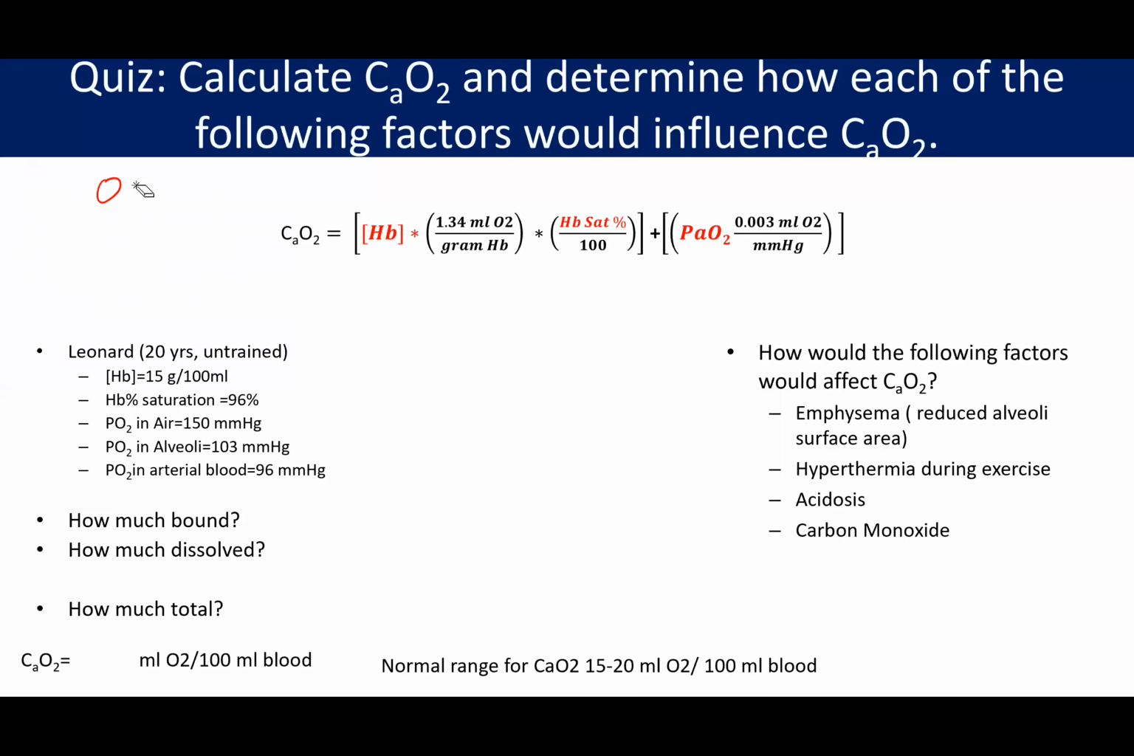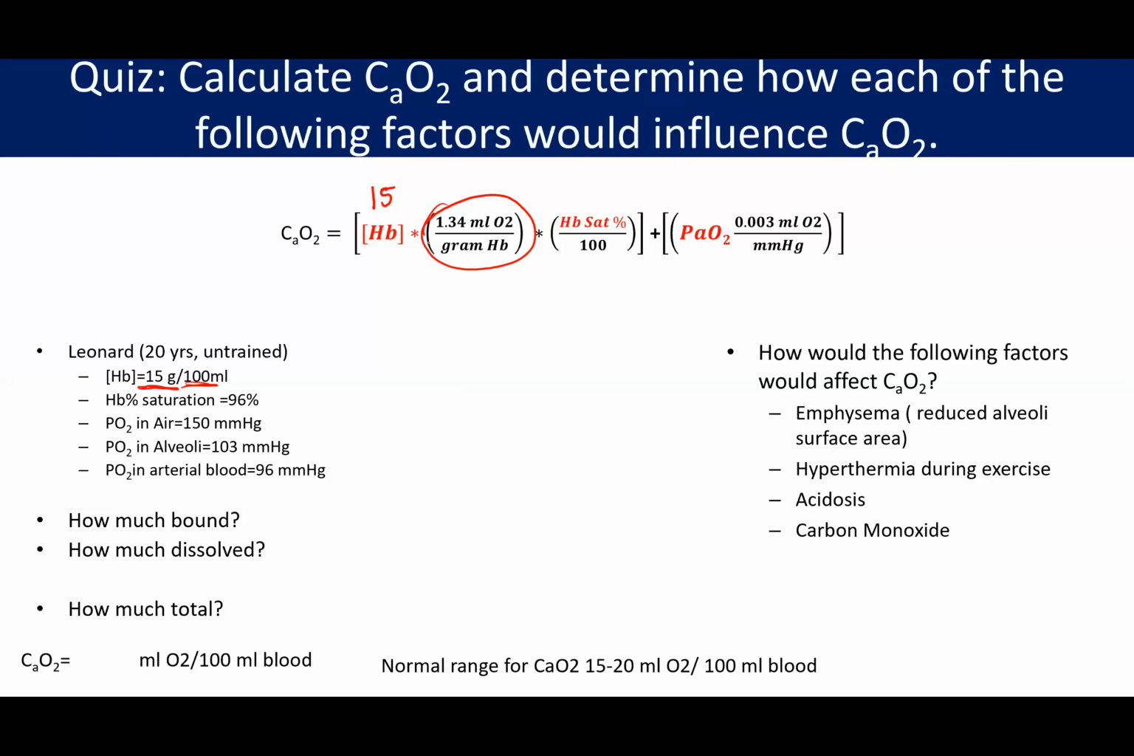So here we are given the following information. We have Leonard, who's 20 years old. He's untrained. He has a hemoglobin concentration of 15 grams per 100 mils of blood, or 15 grams per deciliter. 100 mils is a deciliter. So what we're going to do is enter in 15 there. We times the 15 by this constant. You don't have to mess with this. This constant's always there. So 15 times 1.34.